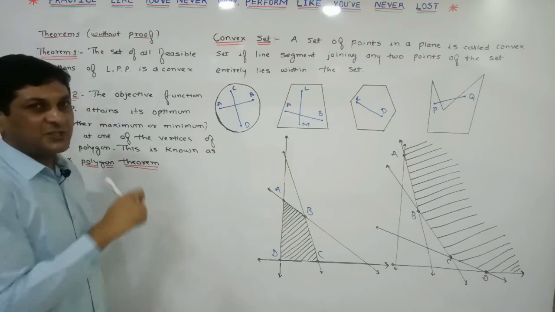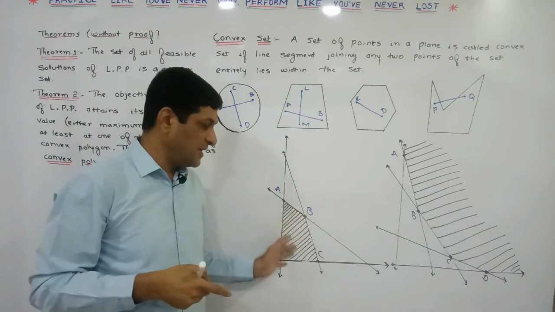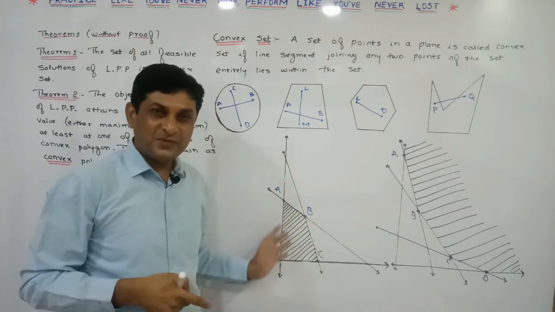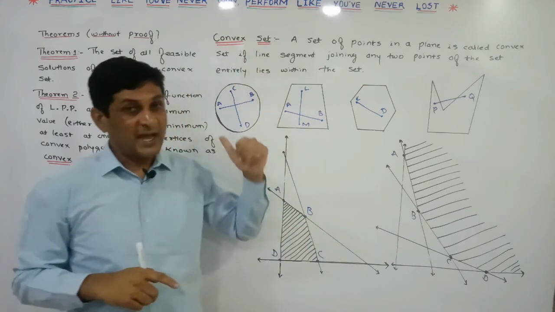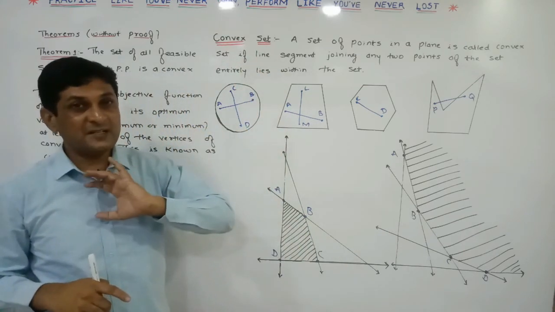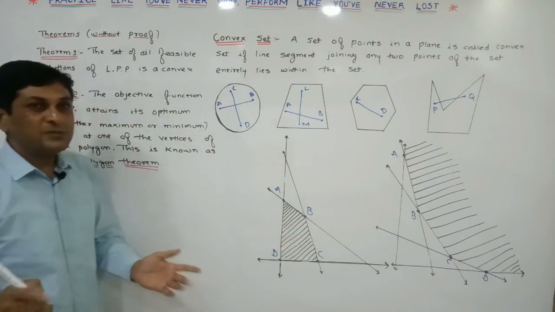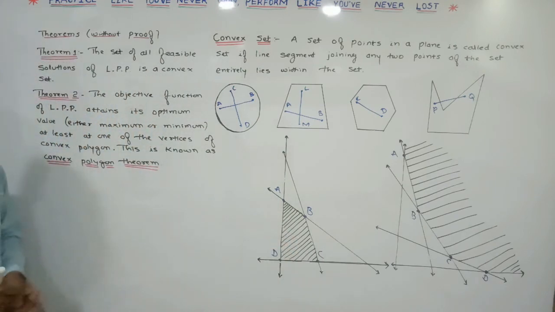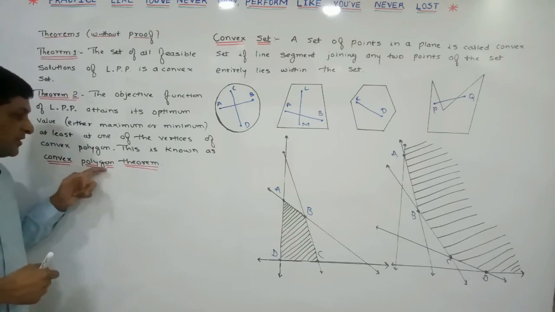In the last lecture, we have solved 6 examples. If you go through those 6 examples, you will come to know that the set of all points in this feasible solution is nothing but what? Convex set. According to our first theorem, the feasible solution is always what? Convex set. Hope the idea about the first theorem is clear. Now the second theorem is a very important theorem, which is called the convex polygon theorem.